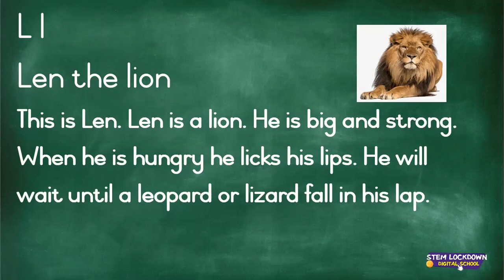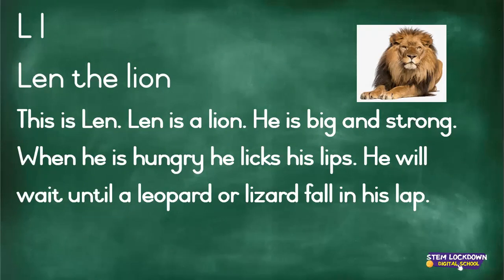And you listen very carefully. Look out for all the words that start with L in the story. Len the lion. This is Len. Len is a lion. He is big and strong. When he is hungry, he licks his lips. He will wait until a leopard or lizard fall in his lap.